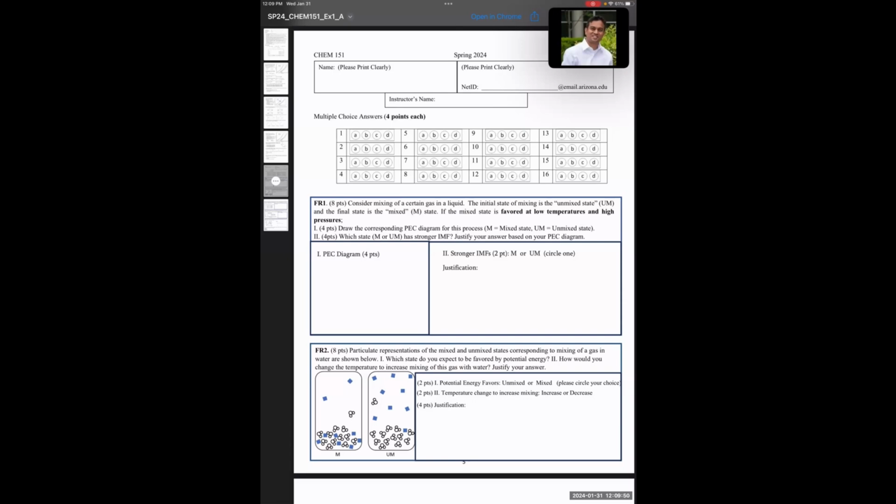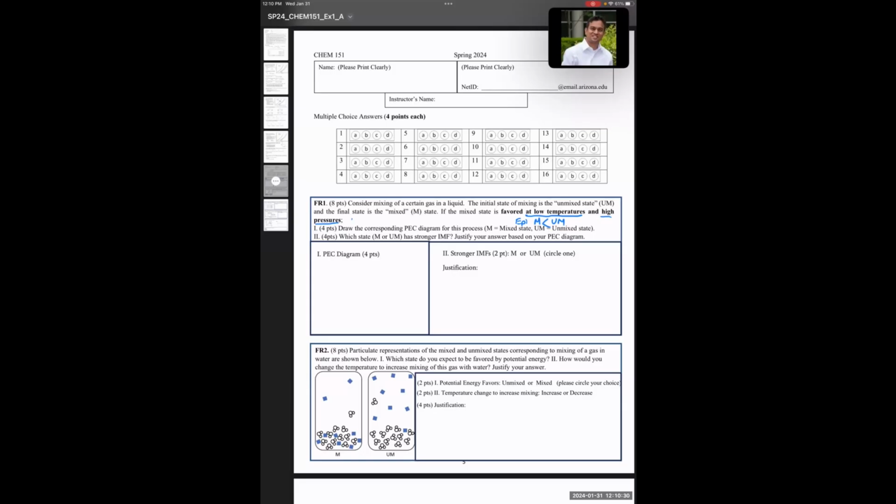So, let's think about this. Okay, so we are told that it is favored at low temperatures. Okay, meaning the mixed state potential energy wise, right? Potential energy wise, the mixed state has a lower potential energy than the unmixed state. This is what it means, right? Because low temperatures favor the state with low potential energy. Okay, and then high pressures, on the other hand, favors the state with low number of configurations.